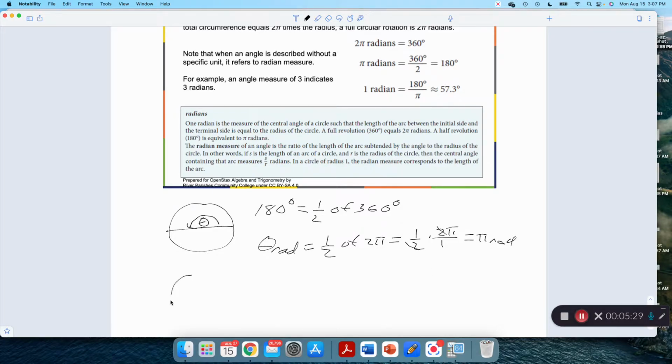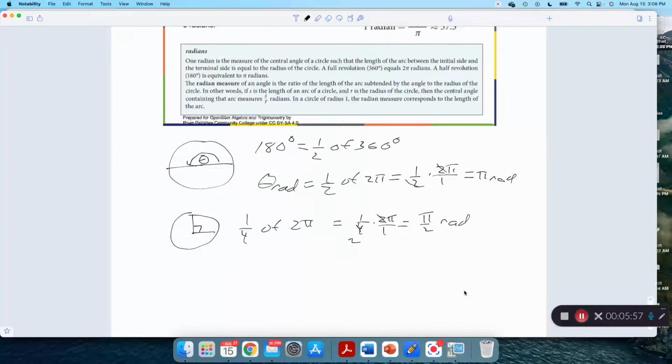What if I went a quarter of the way around? What if I did 90 degrees? That's 1/4 of the way around. That's 1/4 of 2 pi. So 1/4 times 2 pi over 1. I could do a little canceling here and get pi over 2 radians. 90 degrees is just another way of saying pi over 2 radians.